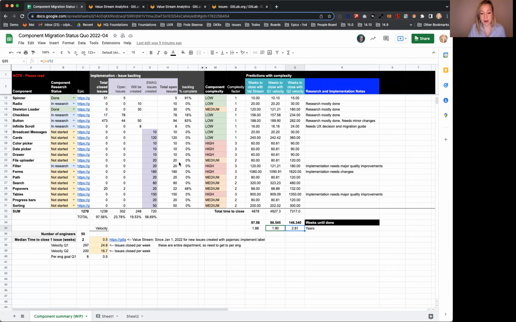And so I think that if we go and look at this in a bit more depth and talk through some of these knobs and dials, like I mentioned, complexity factor, the total time to close. I was thinking also of maybe doing a query per component. And then we look at, okay, we said the spinner was low and we got an actual velocity for how many we closed. And that could help us map what a low complexity means versus a high.